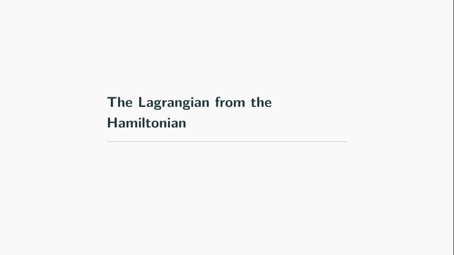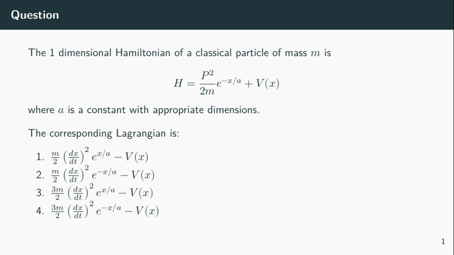Okay, let's take a look at how to find the Lagrangian from a given Hamiltonian. Here's the question we're addressing. We're given the one-dimensional Hamiltonian for a classical particle with mass m. It's defined as H equals p squared over 2m times e to the power of minus x over a plus V of x. Here, a is just a constant with the correct dimensions.